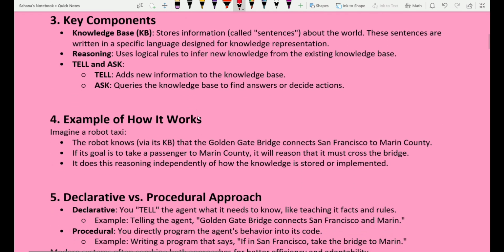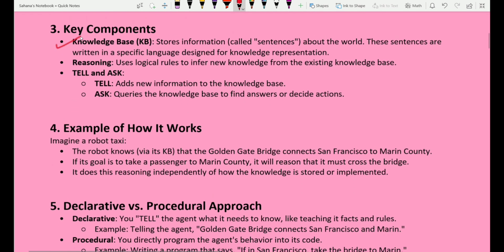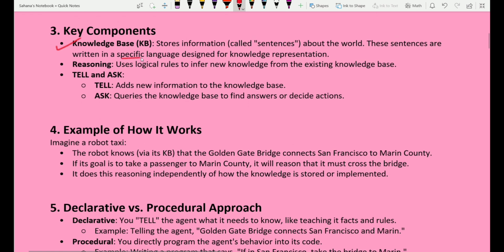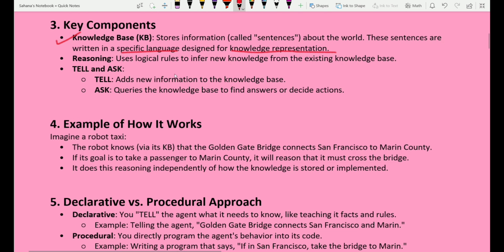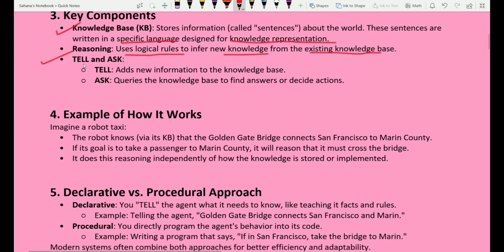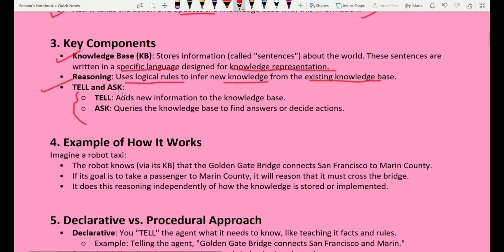Now the key components. The knowledge base stores information called sentences about the world. These sentences are written in a specific language designed for knowledge representation. Reasoning means it uses logical rules to infer new knowledge from its existing base. Tell and ask are very important. These are the 2 functions used in a knowledge-based agent.